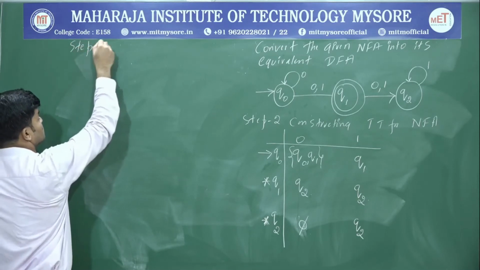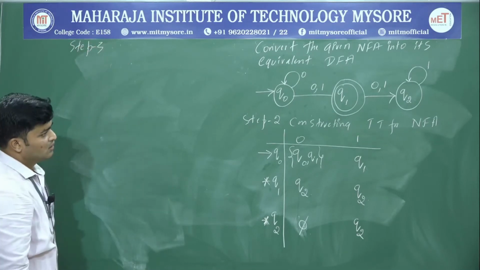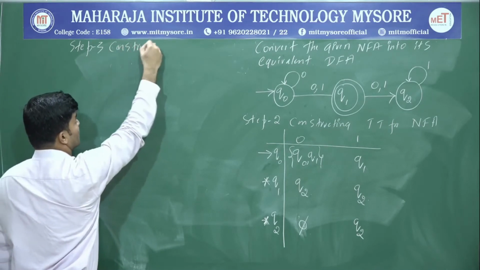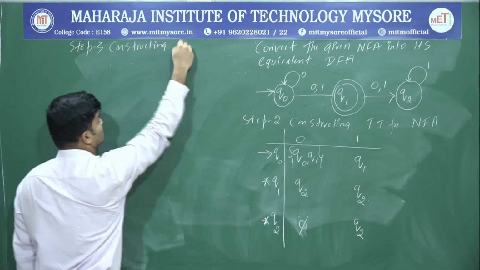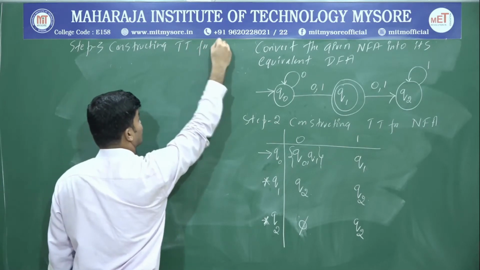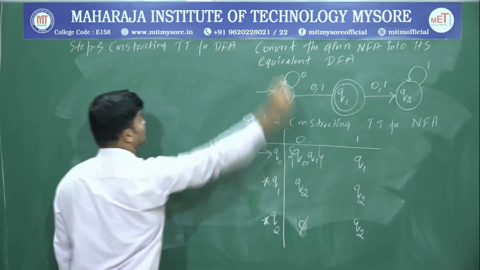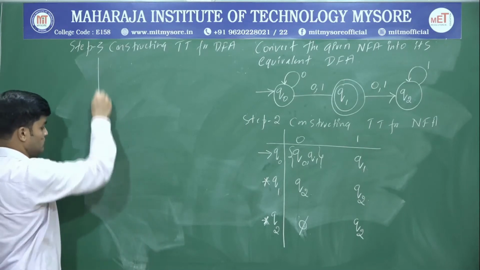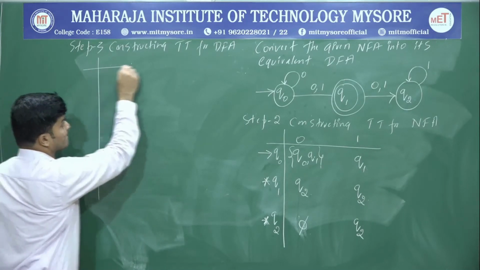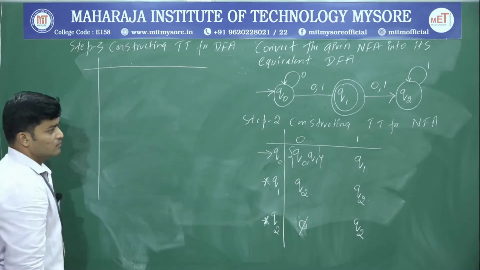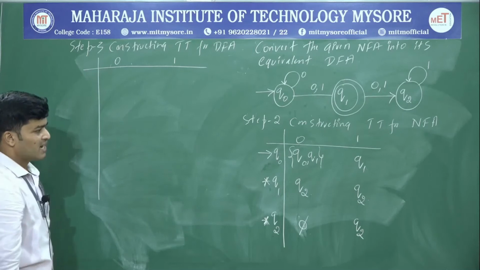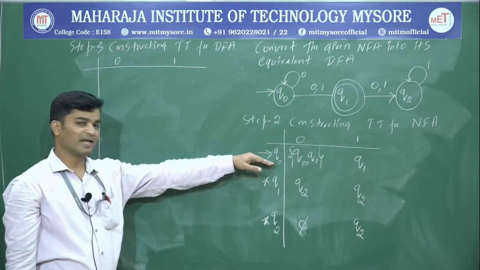What's step number 3? Constructing the transition table for the DFA. Your inputs are 0 and 1, and the first row will become as it is.